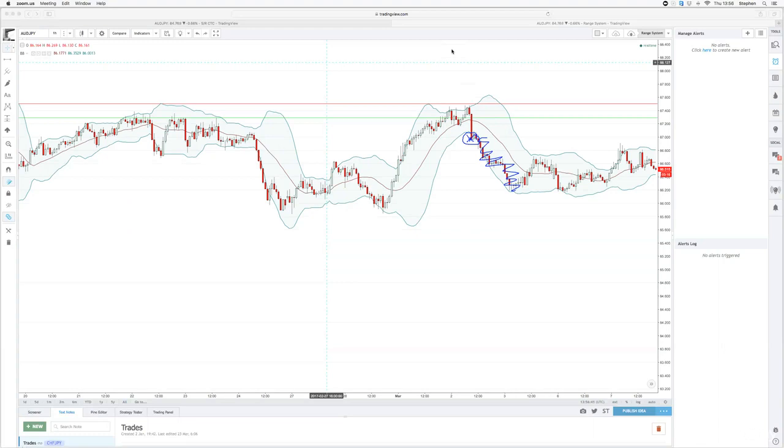Okay. So in the next video, I'm going to be looking at actually taking a live trade with you for this. And then once the trade is finished, I will actually post the finished results.